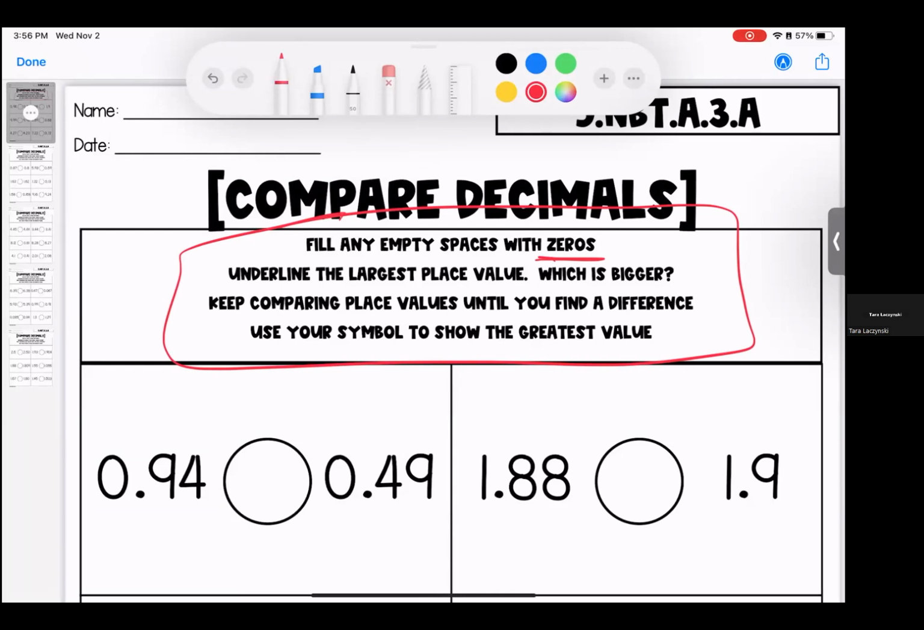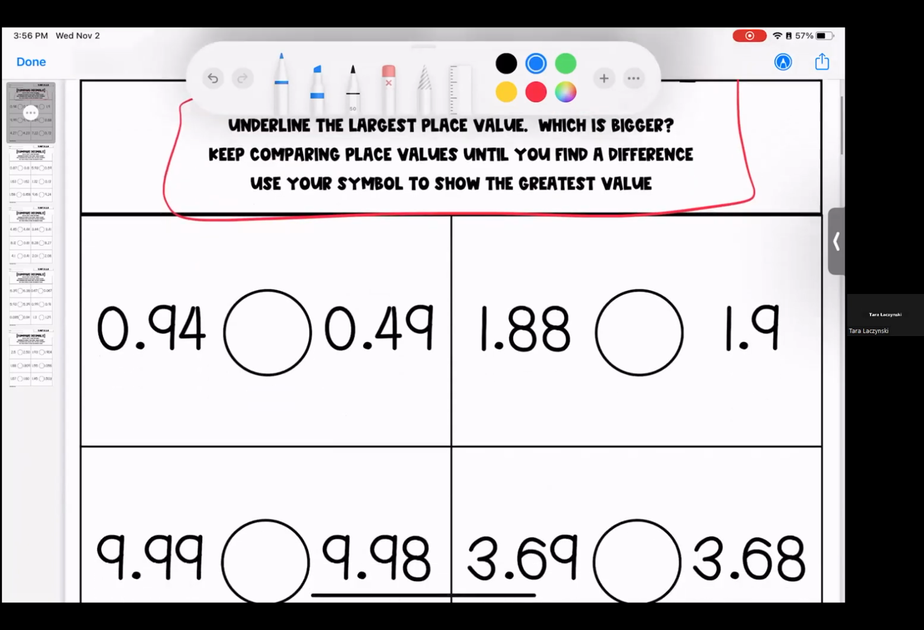Once we do that, we start with the largest place value sliding all the way to the left and comparing, asking ourselves over and over again, which one is bigger until we find the difference. And then as always, use our symbol. Remember, we've talked about remembering that as an alligator mouth. The open mouth is always trying to eat the larger number. So with that, let's dive in.